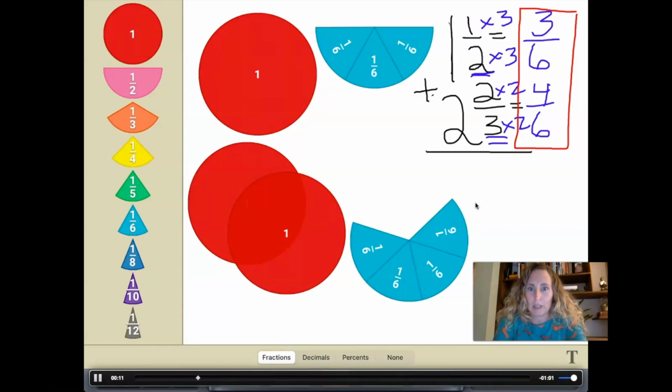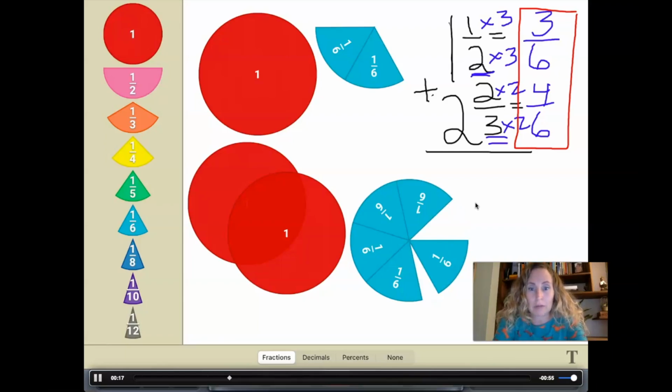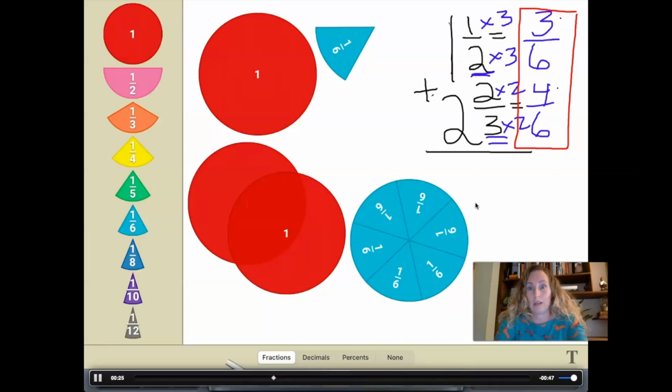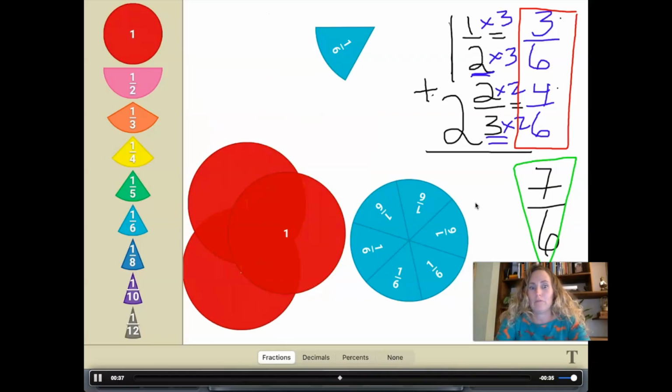And as you can see, the reason why this problem is a little more interesting than the problems that we did last time is that when we add our fractional leftovers together, we're going to end up with an amount that's greater than 1. In fact, we have 7 of those 6ths. And as you can see, the numerator is greater than the denominator, and we call that an improper fraction.